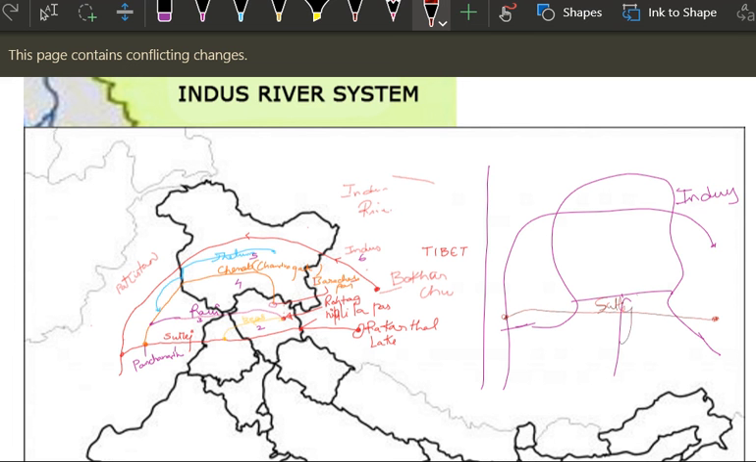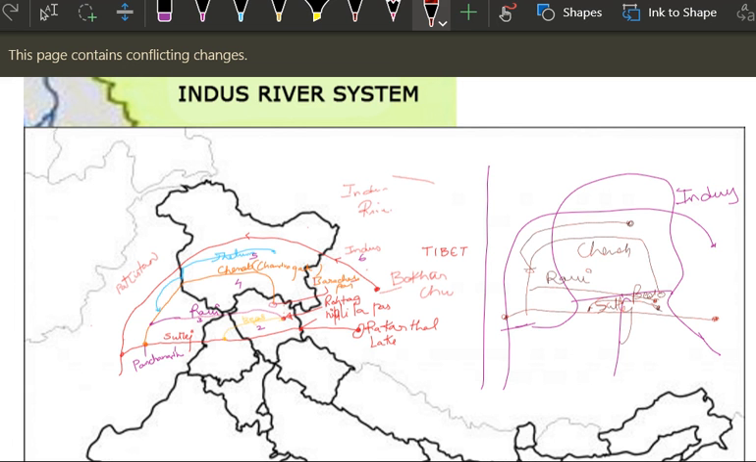Here one small river starts. That is BEAS. It joins only in India. BEAS. Even from there only, another river starts, that is RAVI. Let us come to CHENAB. CHENAB, like this, it will go and join in SUTLEJ. From here, RAVI river starts and joins here. CHENAB. And from the top, there is another river, JHELUM. It starts here and joins in CHENAB.